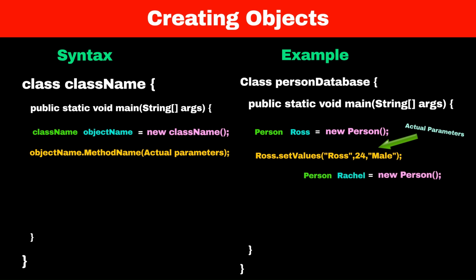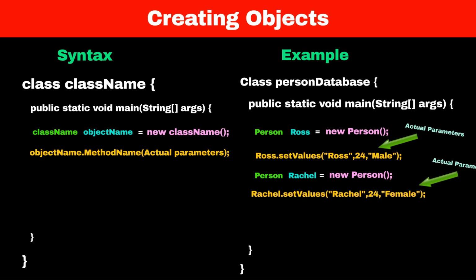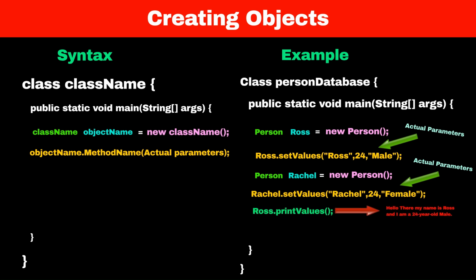Now let's create another object called Rachel and we will call the setValues method, which will have actual values for Rachel. Now if you try to call the printValues method using the Ross object, then it will print "Hello there, my name is Ross and I'm 24 year old male." And if you call the printValues method using the Rachel object, then it will print "Hello there, my name is Rachel and I'm 24 years old female."